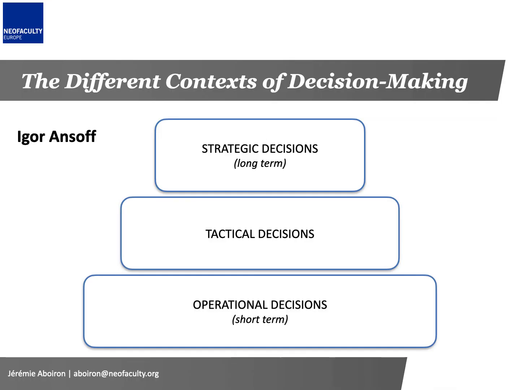The different contexts of decision-making. In his work, Igor Ansoff distinguishes three types of decisions: strategic decisions, tactical or administrative decisions, and operating decisions. Regarding strategic decisions, one has to think in the long term because the company must mobilize its resources to make as much profit as possible.